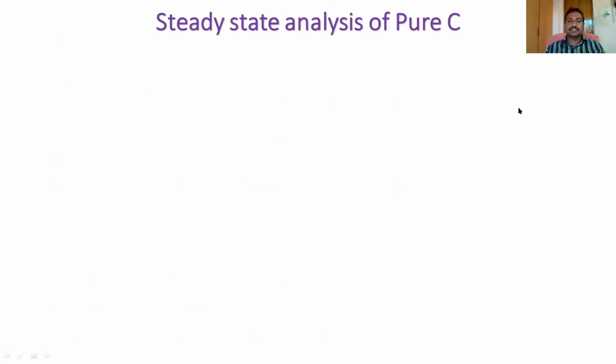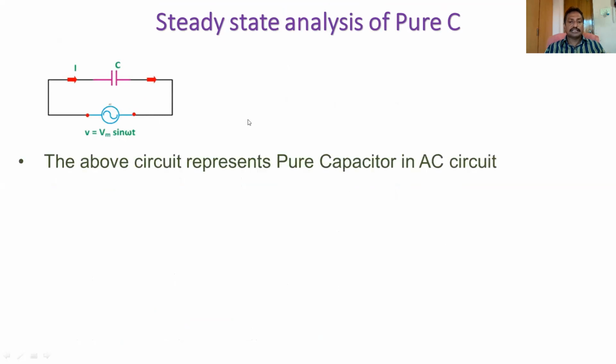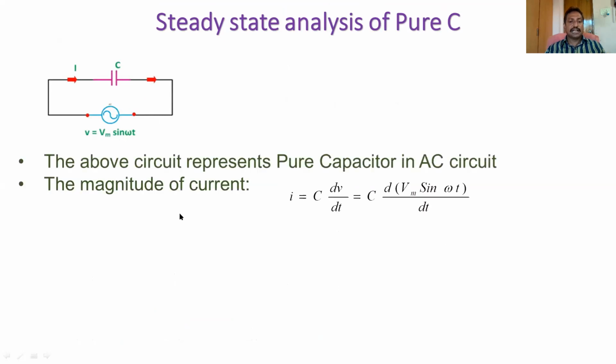Then analysis of pure C. Here this circuit represents the capacitor given the AC supply. Then immediately we want to calculate the current. So the current I is equal to C into dV by dt. V is nothing but Vm sin omega t. So here C into d of Vm sin omega t by dt. Differentiation of sin omega t is cos omega t. So C into cos omega t into omega, so C into Vm omega into cos omega t.